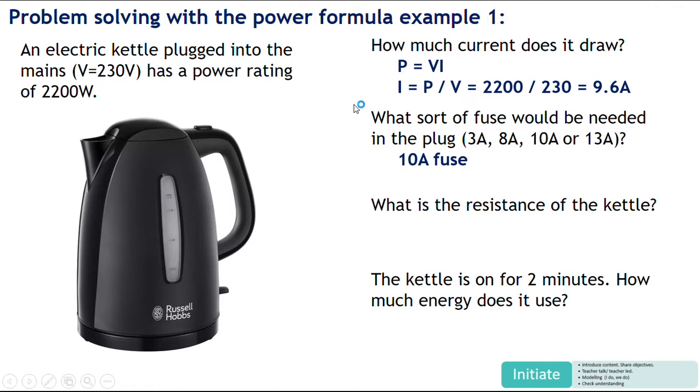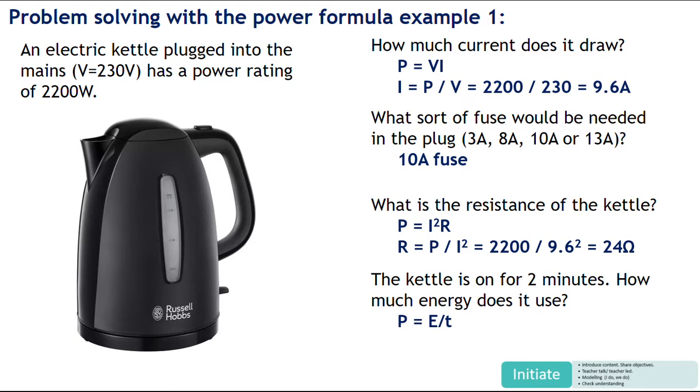Therefore, we're going to need a 10 amp fuse. Third one, what is the resistance of the kettle? Now, we want the power formula that involves resistance and current and power. We rearrange it, and we get a value of about 24 ohms. And that's about typical for a kettle.